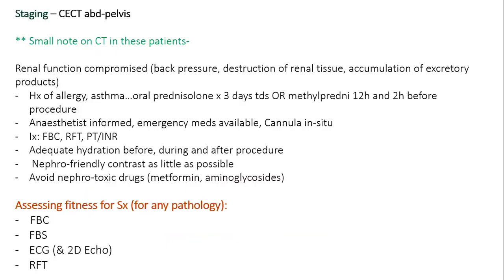Then this is common to both renal cell carcinoma and bladder CA. When you do CECT, these patients, as we said, have compromised renal function anyway because of the back pressure, destruction of renal tissue, and even excretory products can get accumulated. So you can mention these additional things when you say you are going to do CECT to stage the tumor: you ask for a history of allergy, history of asthma, and you make sure the anesthetist is informed and do the investigations.